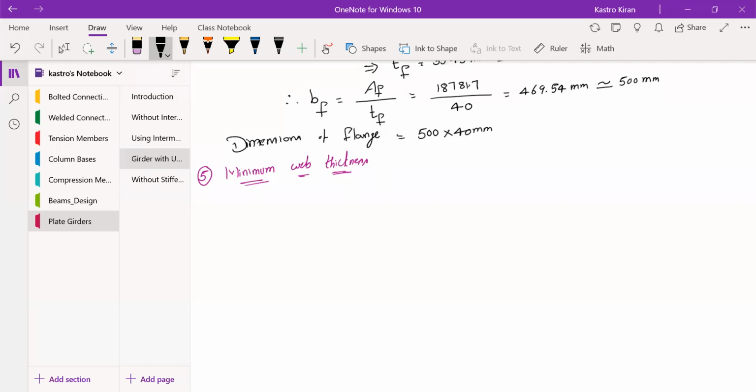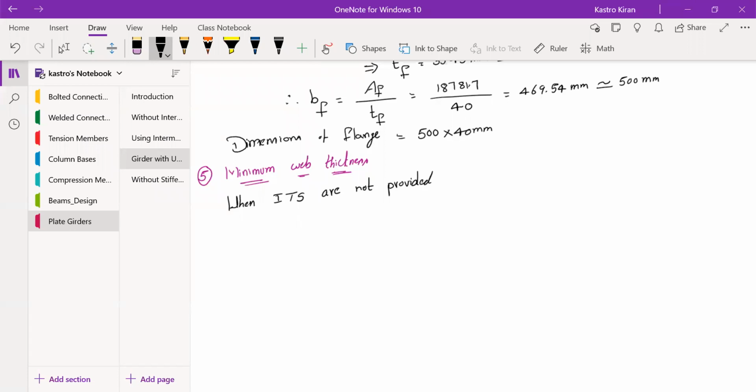We are going to use only the end bearing stiffener. Why? Because they have said in the question to use a thick web. So when you are using a thick web, you don't need to go for the design of intermediate transverse stiffeners. Fine. So when intermediate transverse stiffeners are not provided, you can write it in a full sentence. Please don't write ITS in your notes. Please write it as intermediate transverse stiffeners.